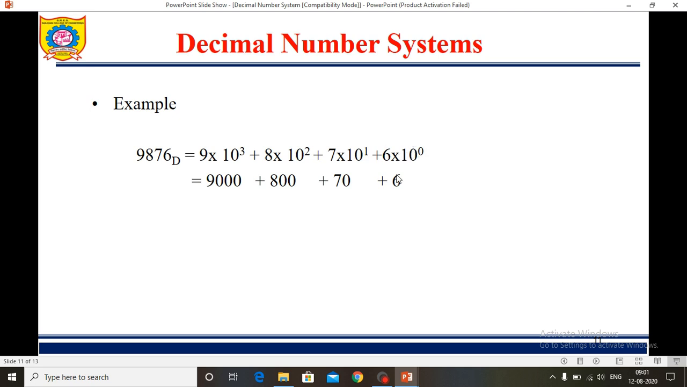So 6 into 1 is going to be 6. Then 10 raised to 1, it is going to be 10. 7 into 10 is going to be 70. Same way, it is 10 raised to 2, it is going to be 100, right? So 8 into 100, it is going to be 800, right? Next is 10 raised to 3, it is going to be 1000. 9 into 1000 is going to be 9000. Okay, and if we combine together, it is going to give you the original number, that is 9876.